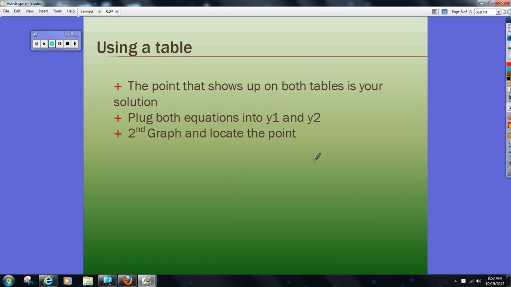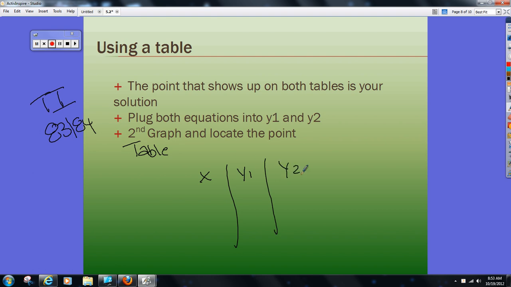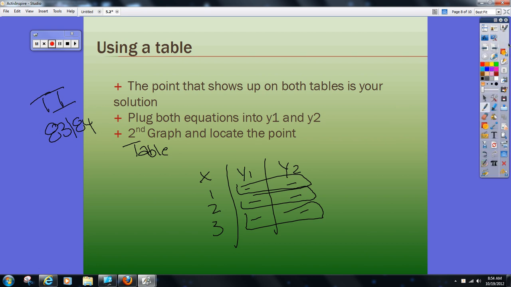When you have a table, this is again for the TI-83 and 84 people, you plug both into Y1, Y2, second graph, that is your table icon. Then your screen is going to look kind of like this, and it'll have all these ordered pairs. And then in these numbers here, you're looking for where Y1 and Y2 are the same, because that's going to tell you that's where they cross. So you could use the table. I almost always use the graph, but the table is an option for you.